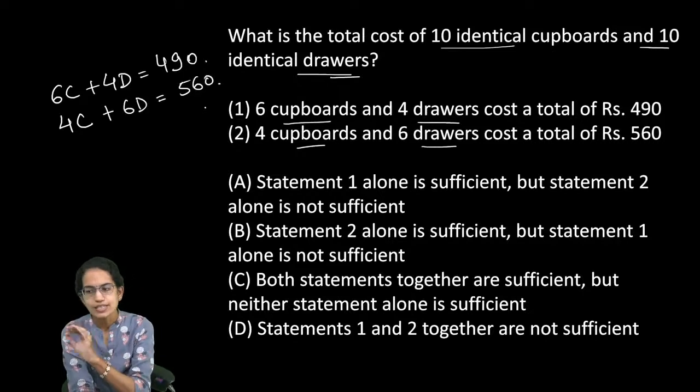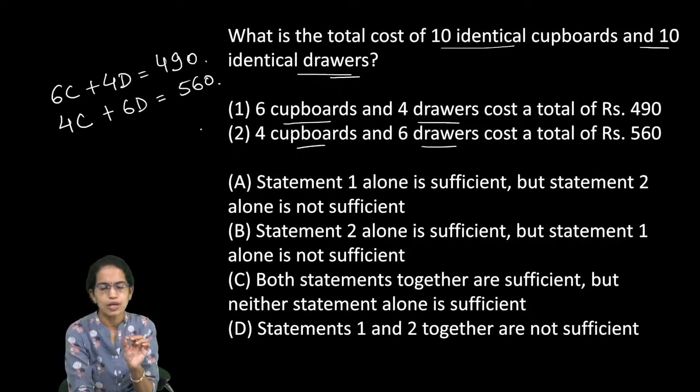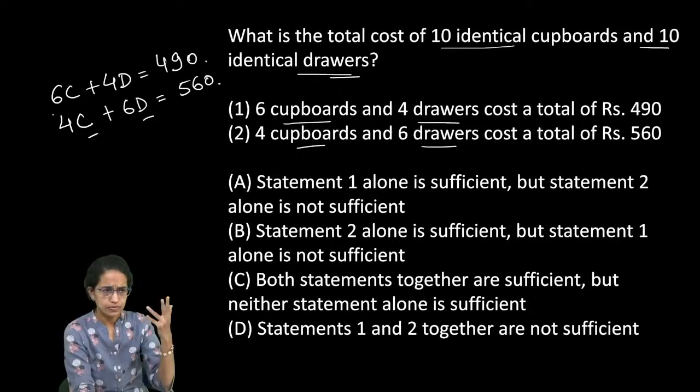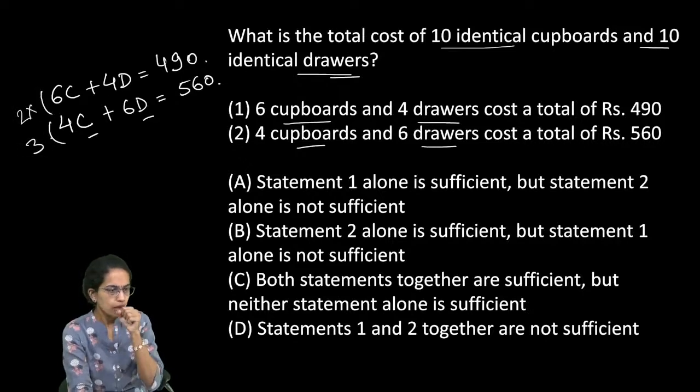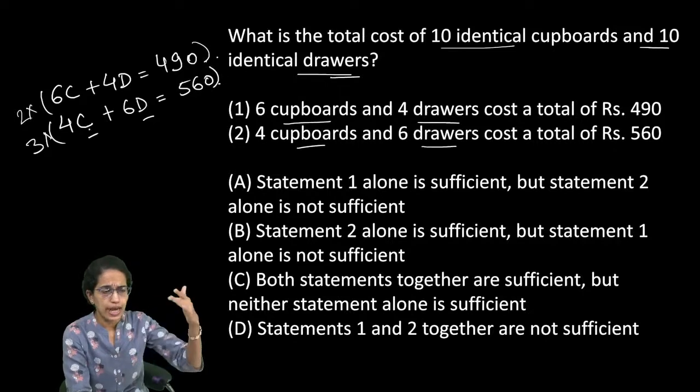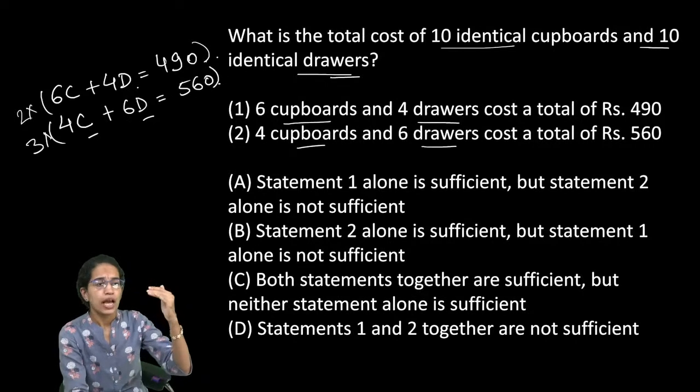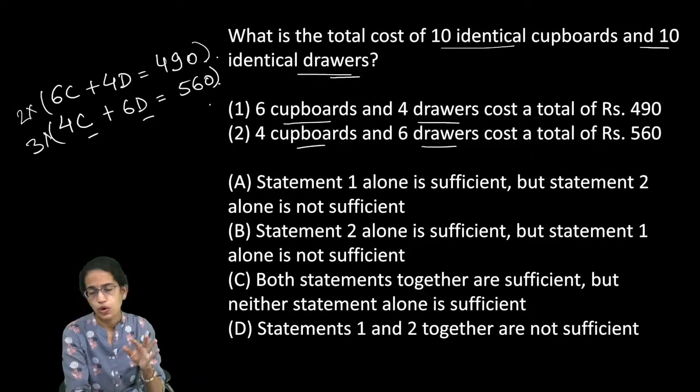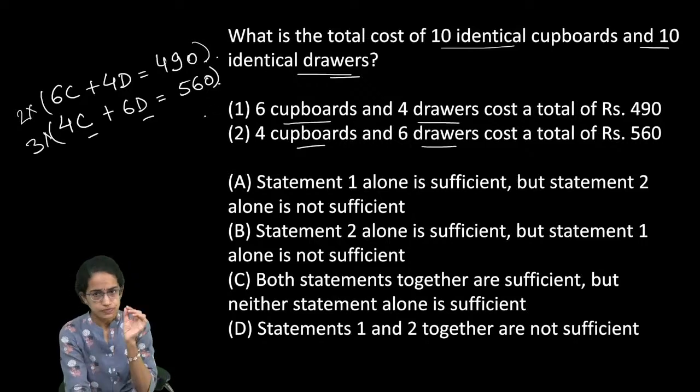Now, what is the simple logic we use here? The simple logic is there are two variables. To solve any problem in algebra which has two variables, we require two equations. Now, what I can do is multiply the first one by 2, the second one by 3. And then I can cancel out the cupboards and find out the difference for the drawers, calculate the cost per drawer, and then solve it.